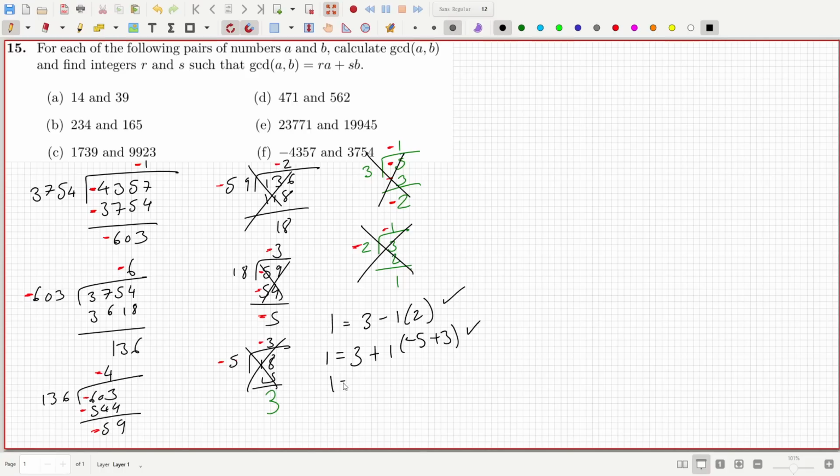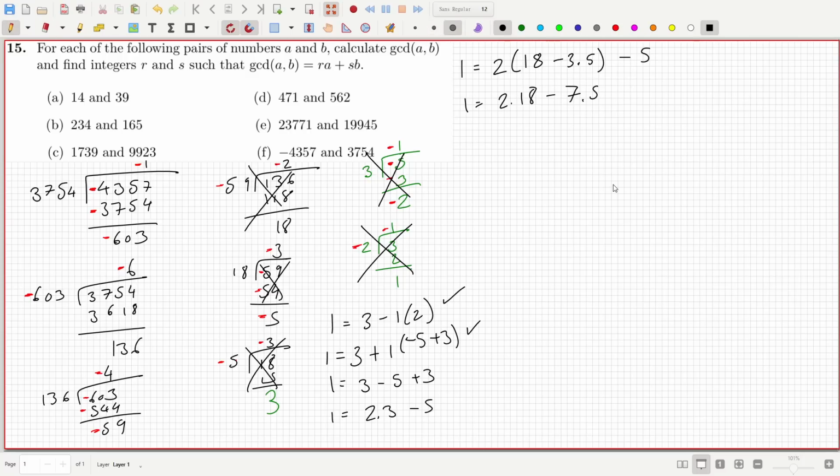Okay, so let's clean that up a little. So that's 1 equals 3 minus 5 plus 3. So that's 1 equals 2 times 3 minus 5. And now I've got to replace the 3. So that's 1 equals 2 times 3. And we'll say 3 is 18 minus 3 times 5. Minus 5. So that's 1 equals 2 times 18 minus 6 times 5 minus 5, so that's minus 7 times 5.